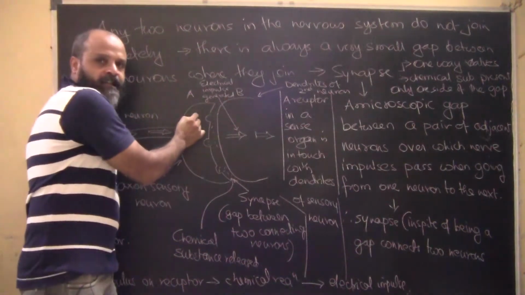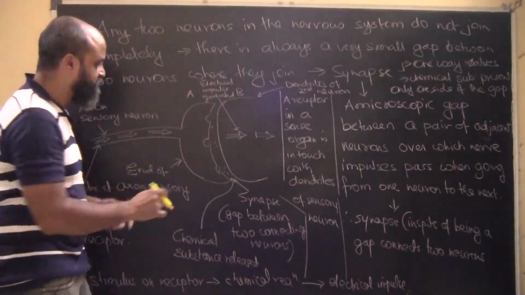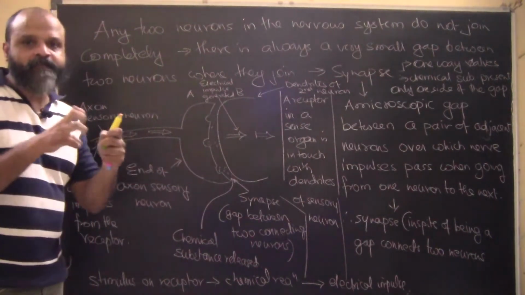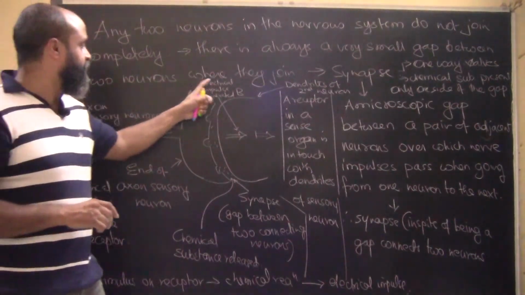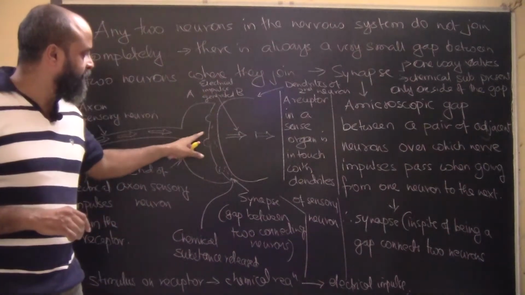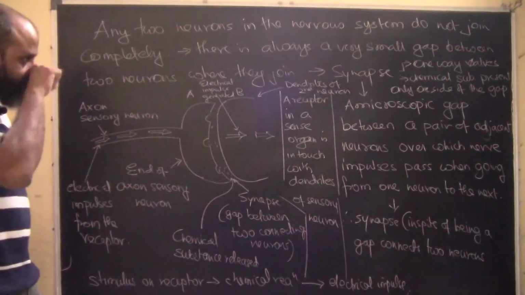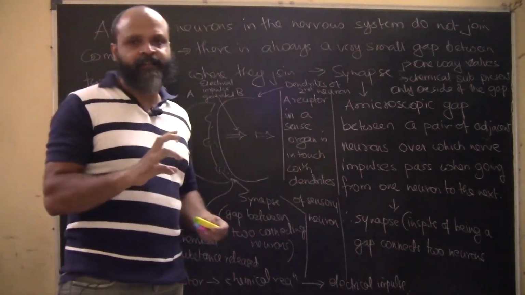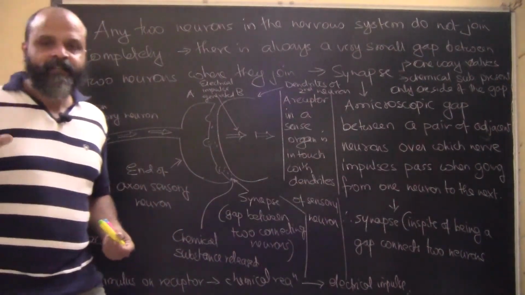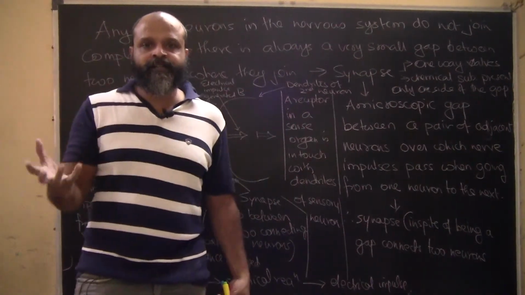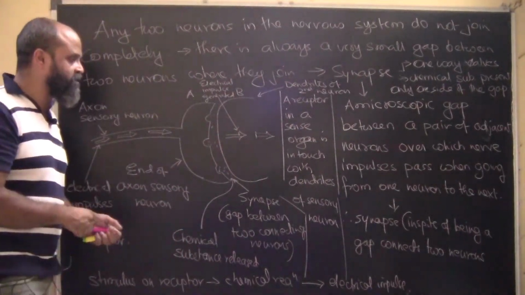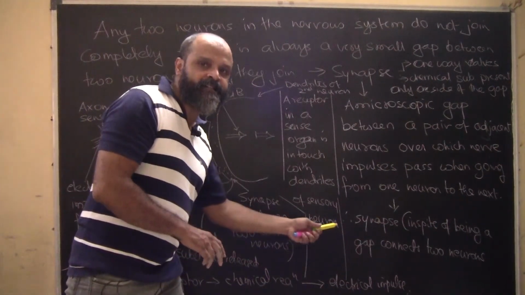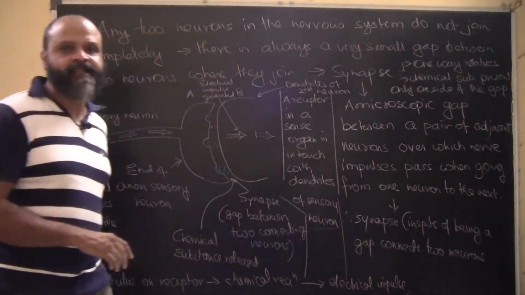So let's say this is neuron A and neuron B, which are connected. This is the synapse. If you look into it, they are not absolutely joined together. They are like this. A receptor is a sense organ which is in touch with the dendrites. Any receptor receives the signal, and it is in touch with the dendrites of the sensory neuron.